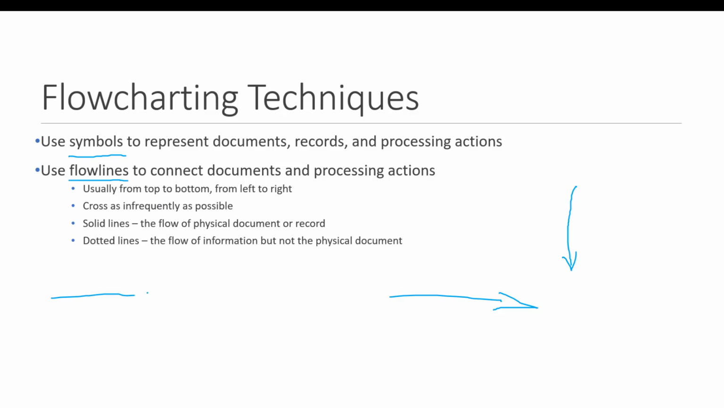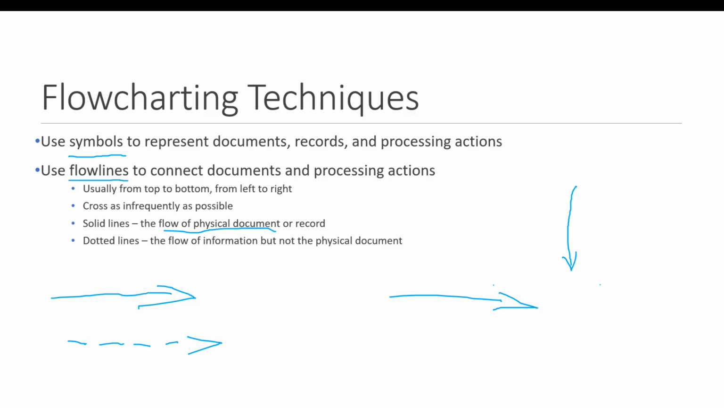And you can have solid lines. Solid lines mean the flow of the physical document, like how the sales invoice flows in the system. And the dotted lines represent the flow of information. So if there's a dotted line here, it means that the physical document will not flow, just the information. Okay, so right now I just want to give you some idea.